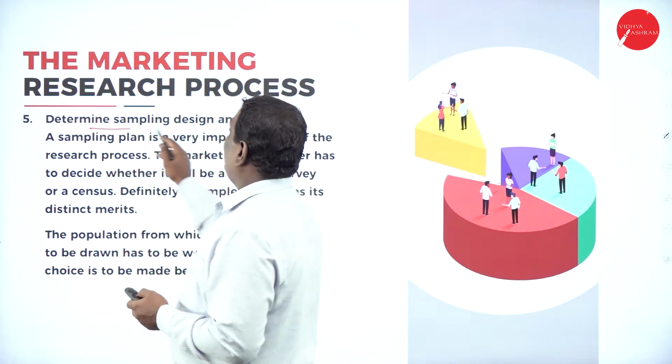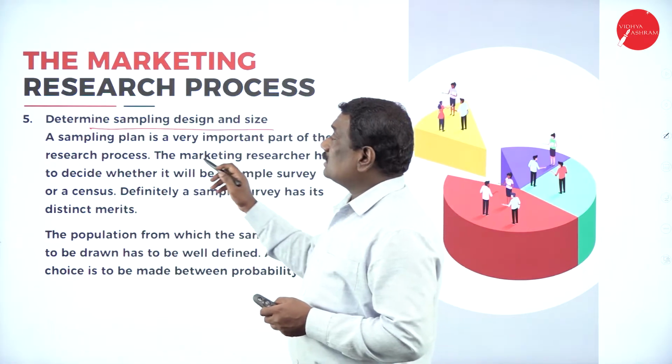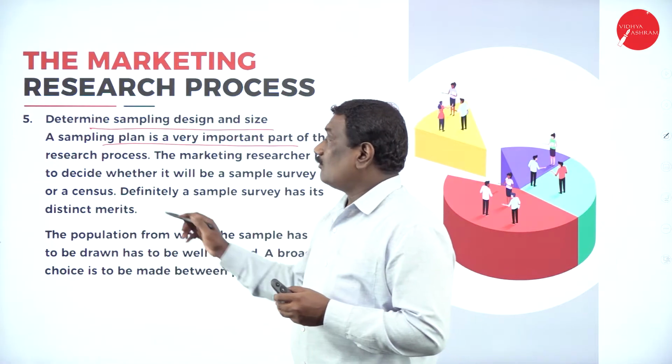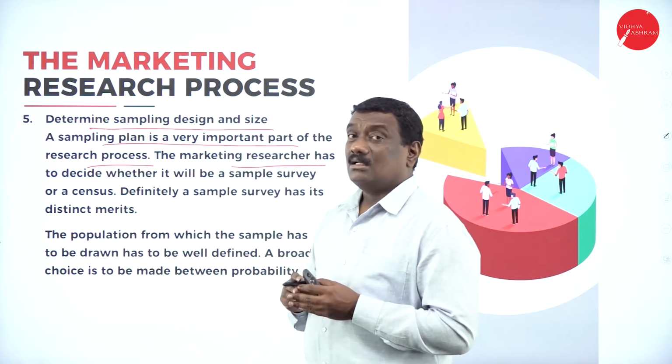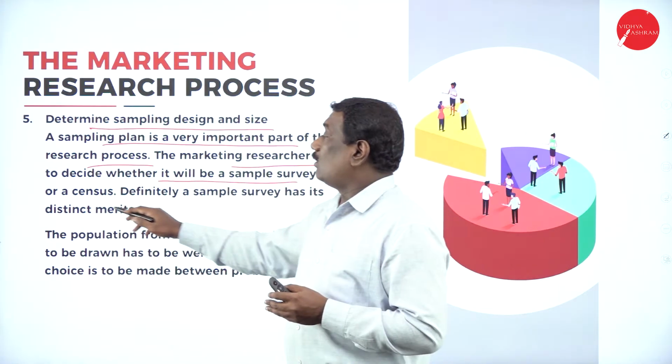Then determining sampling design and size. The next step in the research process, a sampling plan, is a very important aspect of a research process. Why? Because the marketing researcher has to decide whether to do a sample survey or a census.